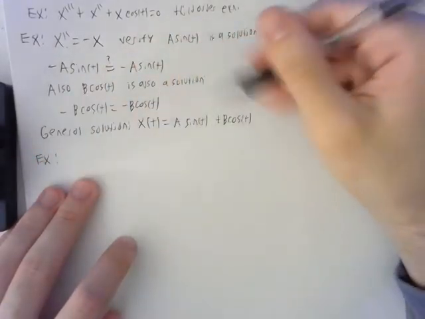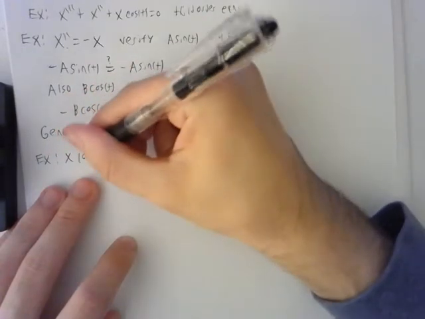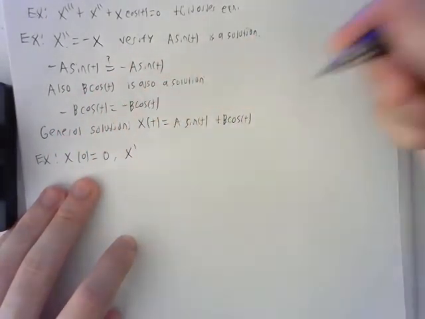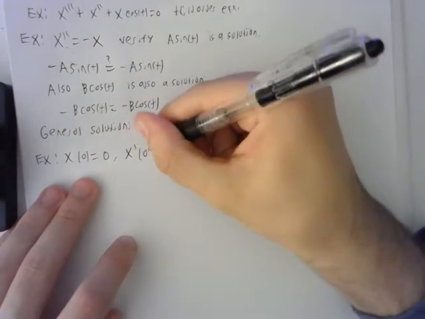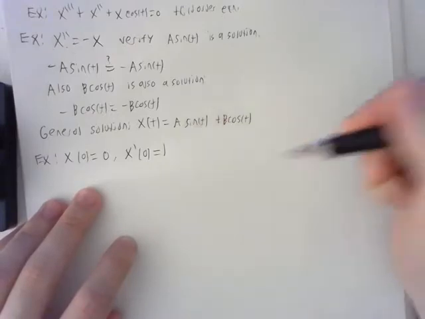So for example, if I have the same equation as above, x double prime equals negative x, and I want to find a solution to an initial value problem, I'd have to be told, say, x of 0 equals something, maybe 0, and also some other information about x. So for example, x prime of 0 equals 1. Then I could solve for a and b.